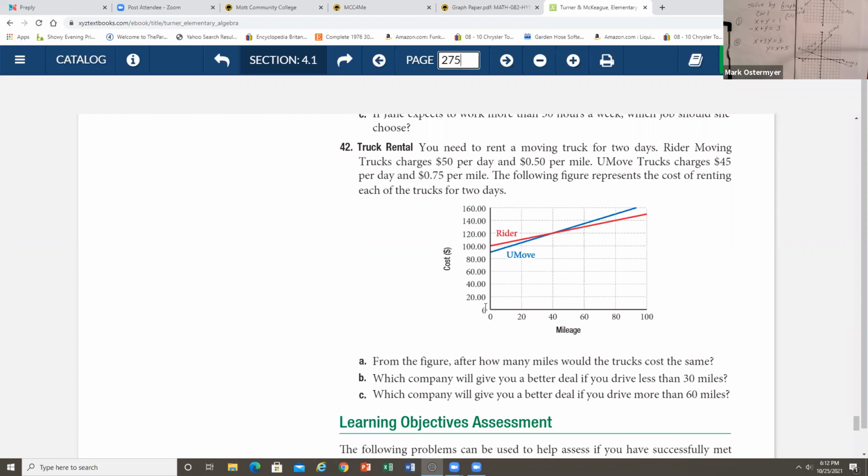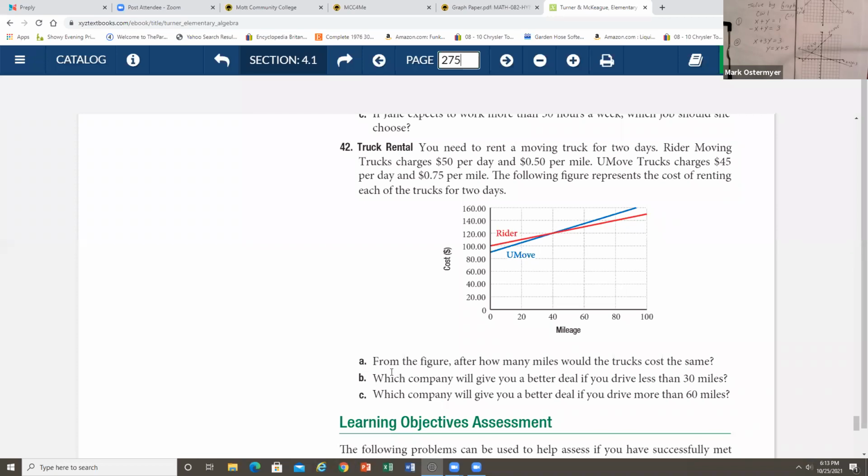As I'm going to notice, the horizontal axis is our mileage axis, the number of miles we put on the moving trucks, and the vertical axis is the total cost of having rented that truck and putting the miles on it. Notice the graph of the You Move truck that's rented is the blue line. The graph of the Ryder moving truck is the red line. Okay. And then they're going to ask us some questions here.